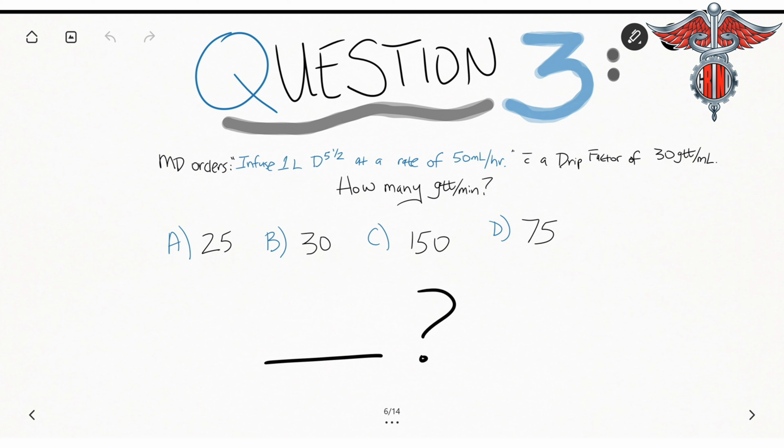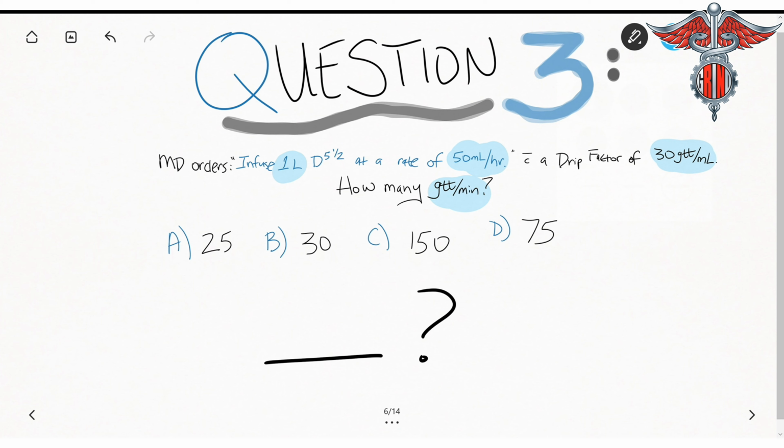So question 3. Our MD orders to infuse 1 liter of D5.5 at a rate of 50 milliliters per hour with a drip factor of 30 drops per mil. How many drops per minute? So this right here is a little bit of a different presentation, but we're going to go ahead and work through it all the same. Let's do it just how we have been. So we are to infuse 1 liter at a rate of 50 milliliters per hour with a drip factor of 30 drops per mil. How many drops per minute?